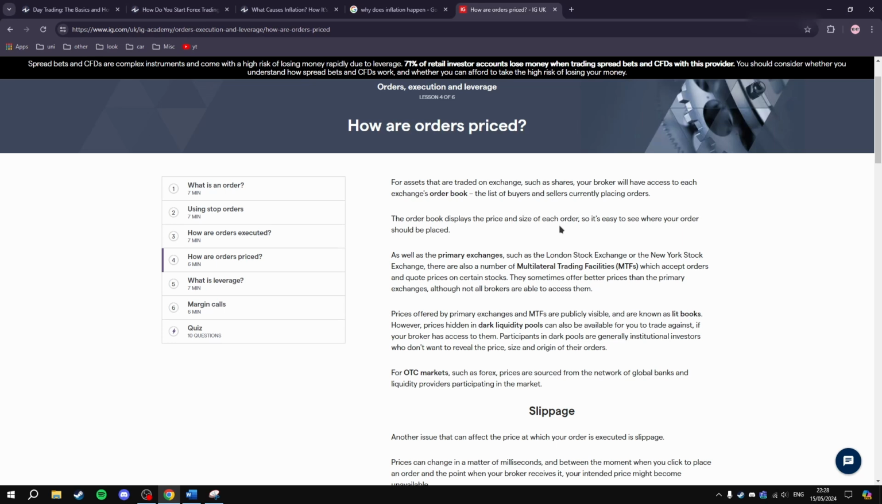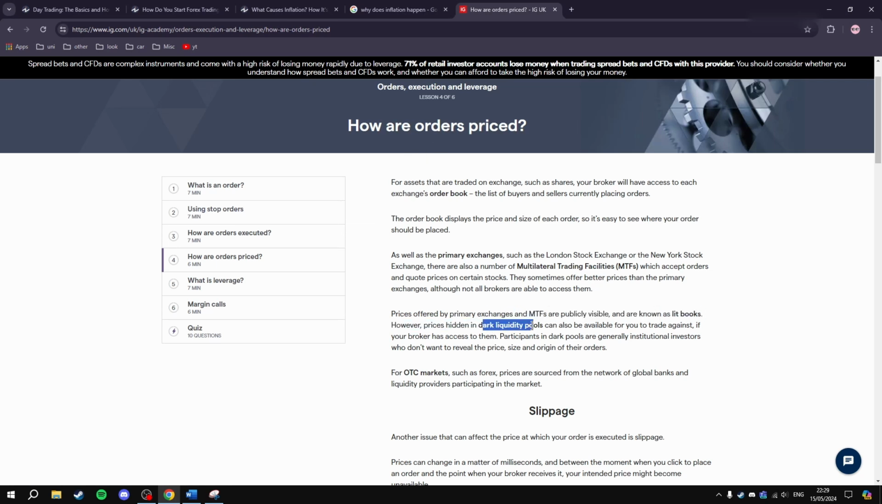However, prices hidden in the dark liquidity pools can also be available for you to trade against, if your broker has access to them. Dark liquidity pool. Participants in dark pools are generally institutional investors who don't want to reveal the price, size and origin of their orders. For over-the-counter markets such as Forex, prices are sourced from the network of global banks and liquidity providers participating in the markets.